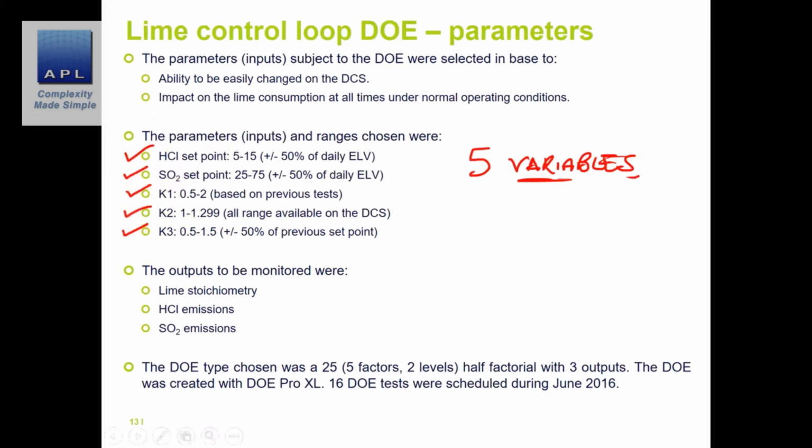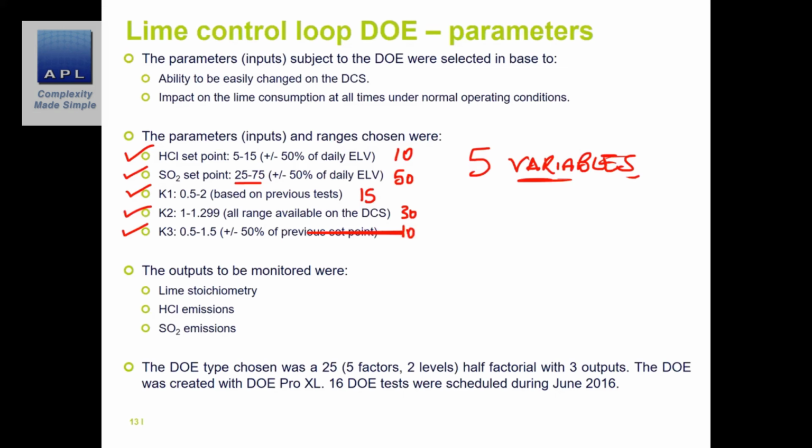Now let's just look at this thing. We're going to go, the HCl set point is going to go from 5 to 15. So there are 10 settings there. The SO2 set point is going to go from 25 to 75. There are 50 choices there. The K1 is going to go from 0.5 to 2. So what's that? That's 15 different places we could set this thing. Then we're going to go from 1 to 1.299. So how many settings would that be? It's approximately 30 places we could set that. And finally, there are 10 places at the end.